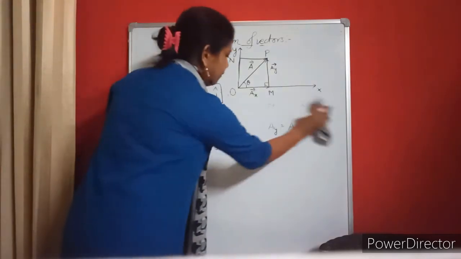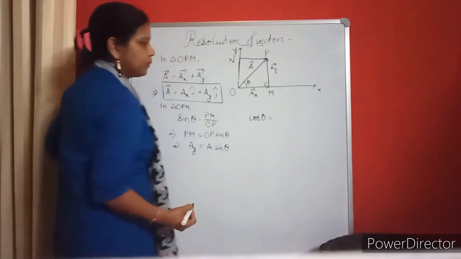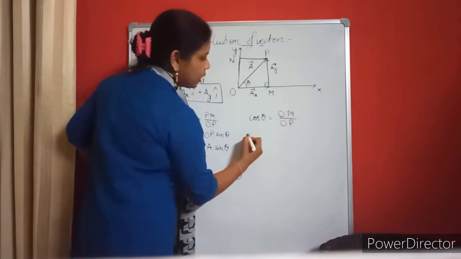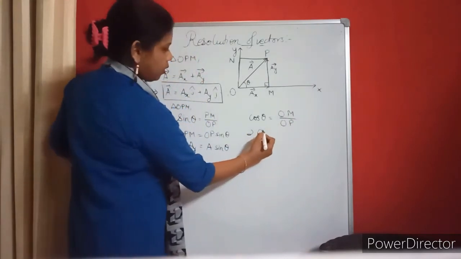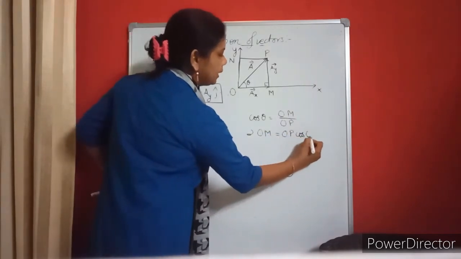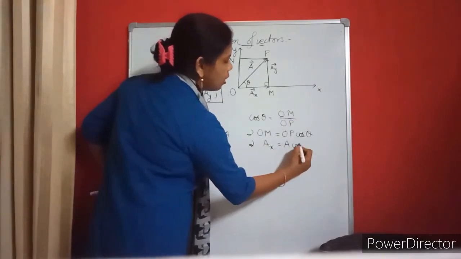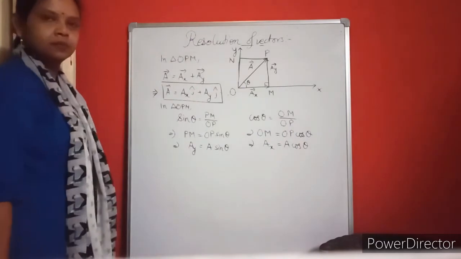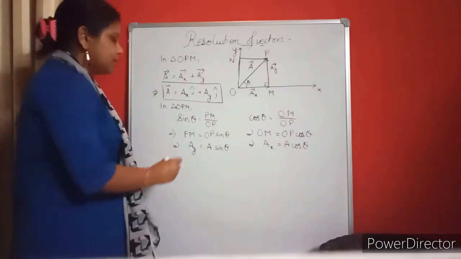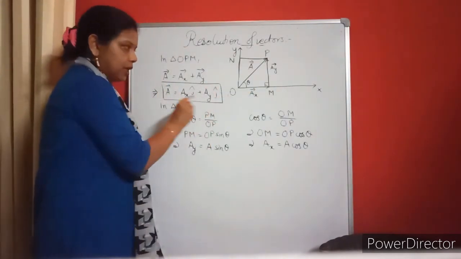Got it? Now if I write for the same triangle cos theta, then what will happen? It will be base by hypotenuse, means OM by OP. So I can write OM is equals to OP cos of theta. OM is my AX, OP is A, so AX is A cos of theta. I hope you have understood what I want to say. Means if we have a vector, we have resolved it in this way.